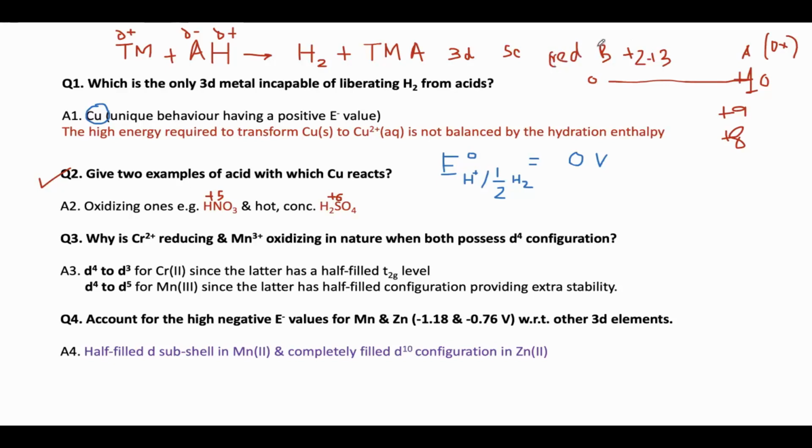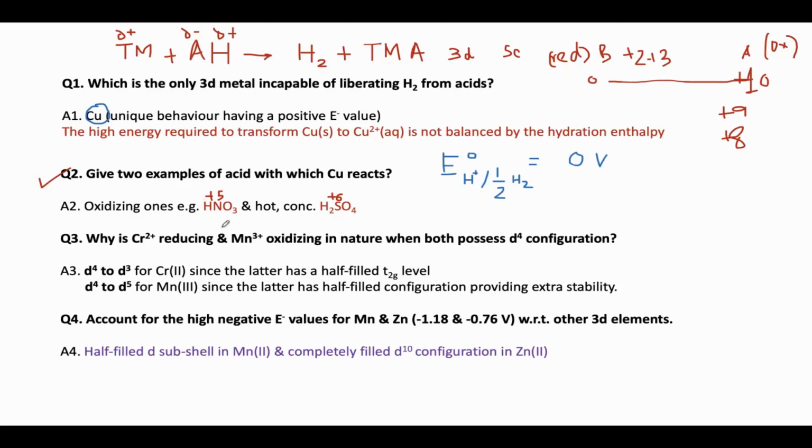So this is kind of a trick for you guys to remember how we can say a species is oxidizing or reducing. If the species is in its topmost oxidation state, it will act as an oxidizing agent. And if it is in a low oxidation state, then it will act as a reducing agent. Now let's come to our question. The question was which kind of acids with which copper will actually react.